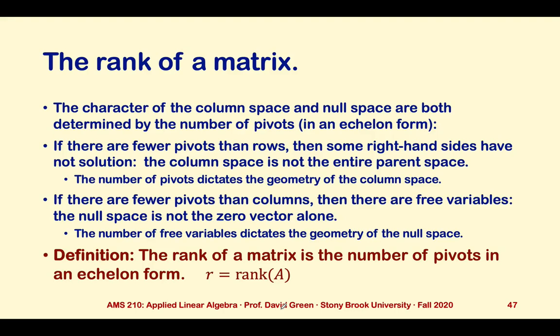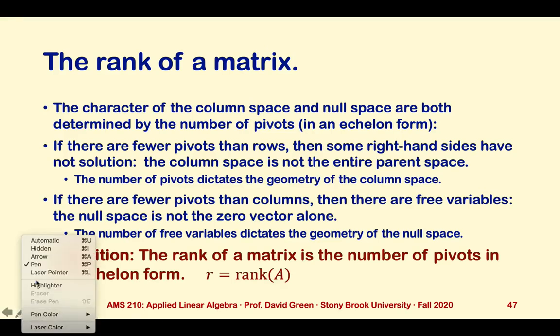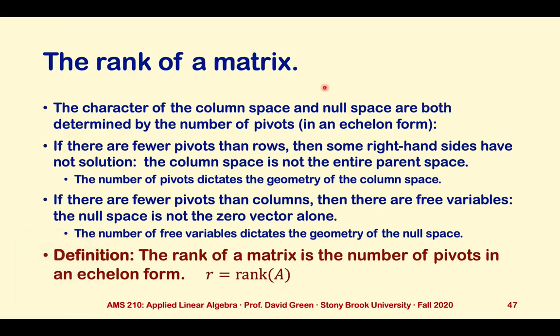Before ending this video, I want to spend a couple of minutes talking about a key idea that follows from some of the discussion that we've had. And this is the rank of a matrix. We've seen how the character of the column space and the character of the null space, that is, are they lines, are they points, are they planes, are they the entire space? These are both determined by the number of pivots.